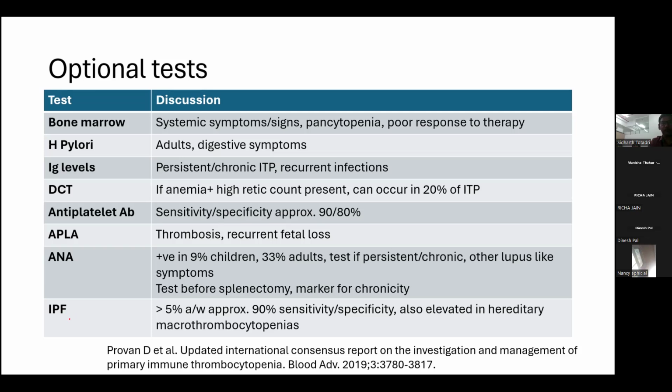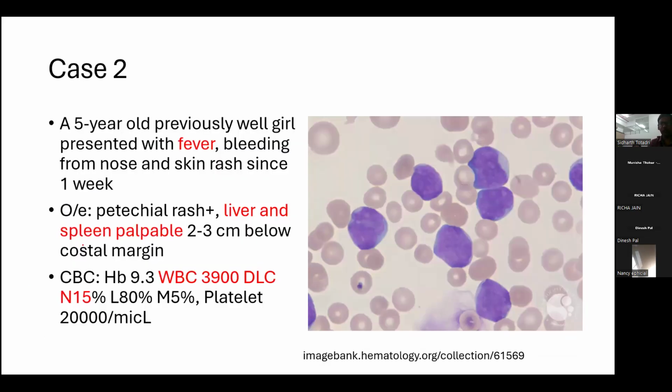Nowadays, a lot of labs are giving this immature platelet fraction, and the high immature platelet fraction helps us to think of immune thrombocytopenia. But again, there are caveats and it is not really necessary. Just to quickly show you some examples, which is what is not ITP. Look at this child. This is a 5-year-old girl.